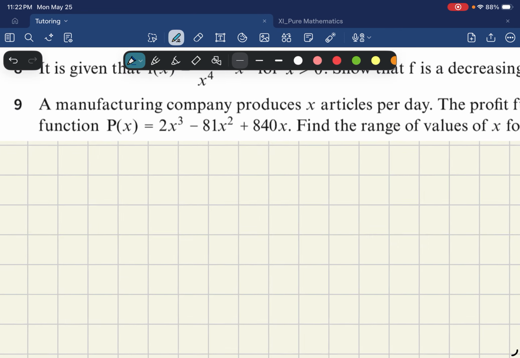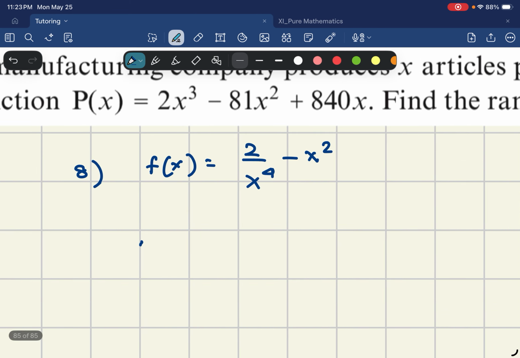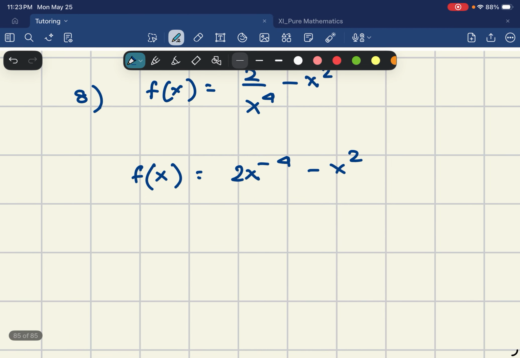All right. So question 8, it is given this expression. We need to show that it is a decreasing function. 2 over x to the power 4 minus x squared. And now let's write f of x is equal to 2 x to the power minus 4. So we write it as this, right? So now let's find f dash of x.